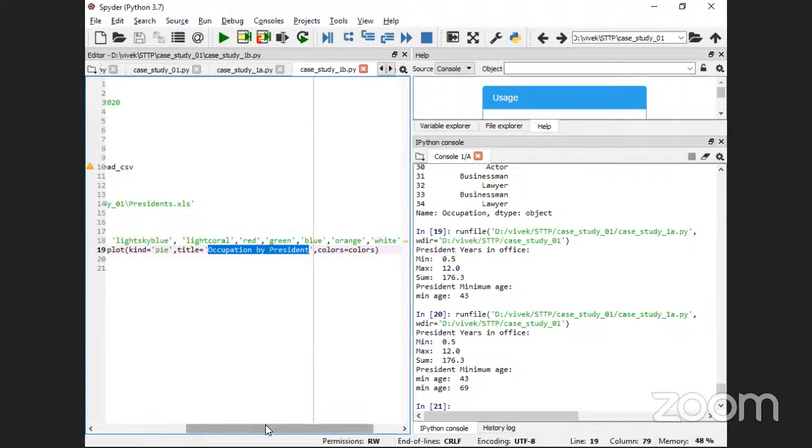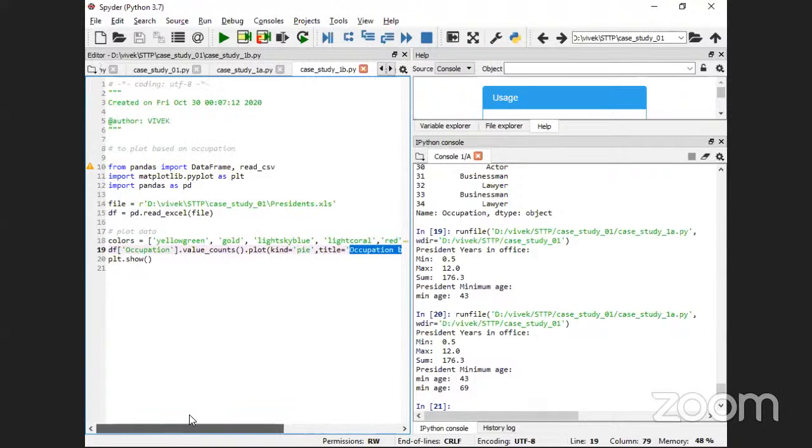And different occupations that we observed in the data set, right? A few are lawyer, and a few are, let's say, businessman, soldier, actor. So different occupations they did. So now if you want to display according to their occupation, and of course different occupations, right? So you have to display that with different colors.